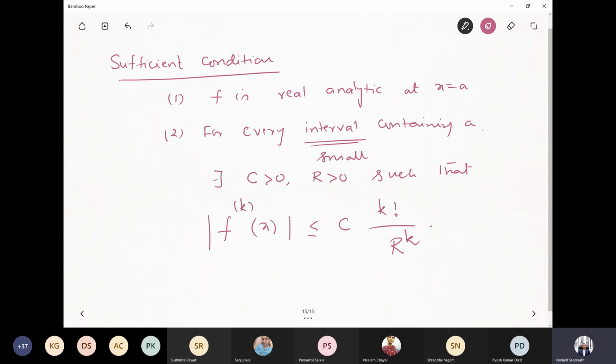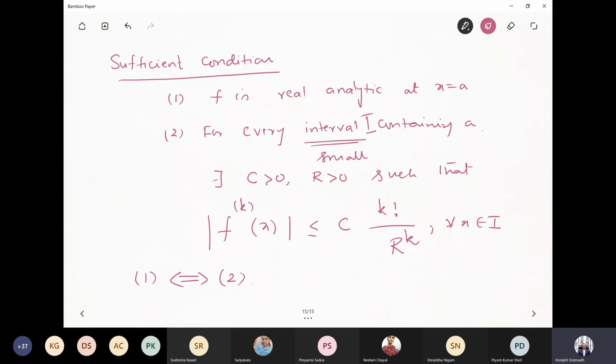Okay, and this holds for all x in the interval. So let me write this side. So for all x in I. Okay, so this one is if and only if 2. So 1 implies 2 is not our concern, but 2 implies 1 is our concern. So that gives the sufficient condition.